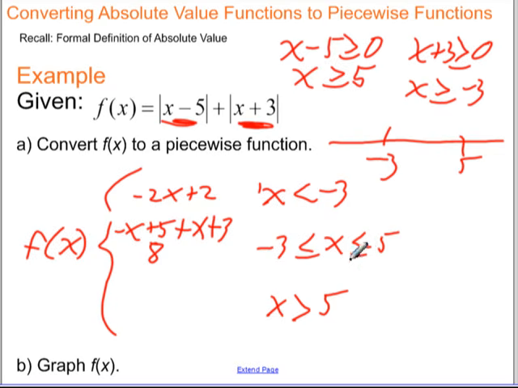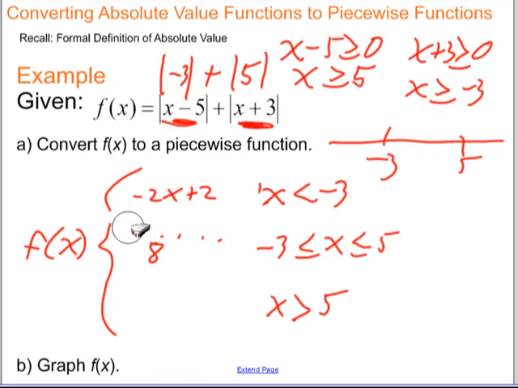Pick a number. Let's say I pick x equals 2. 2 minus 5 is -3. 2 plus 3 is 5. So we have the absolute value of -3 plus the absolute value of 5, which is 3 plus 5, which is 8. And that will work for any number in that range. So the value of this function between those two is simply 8. Kind of unexpected, but kind of cool.